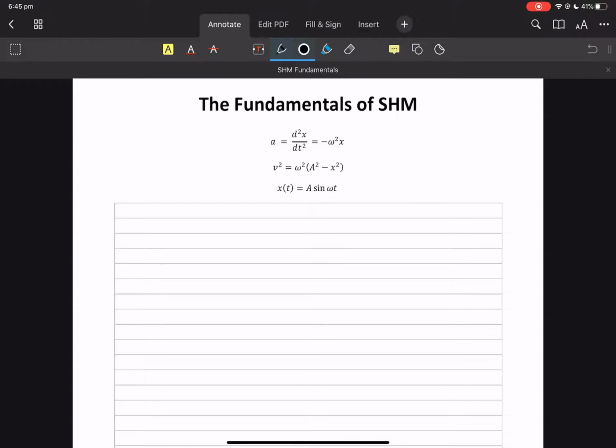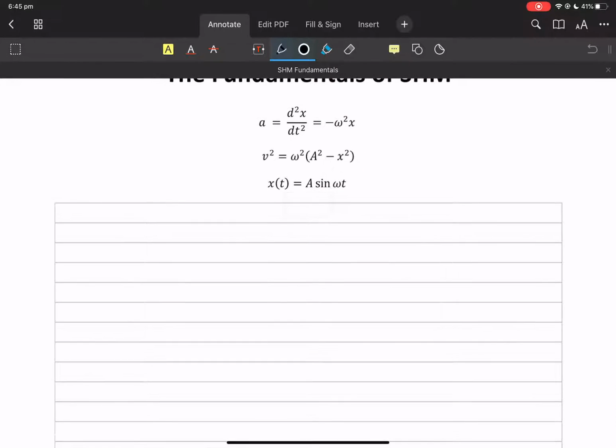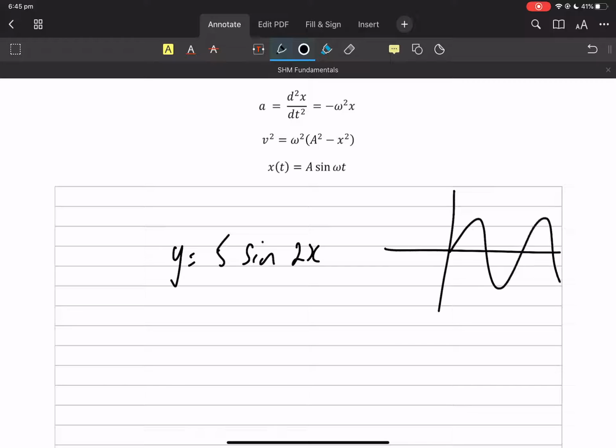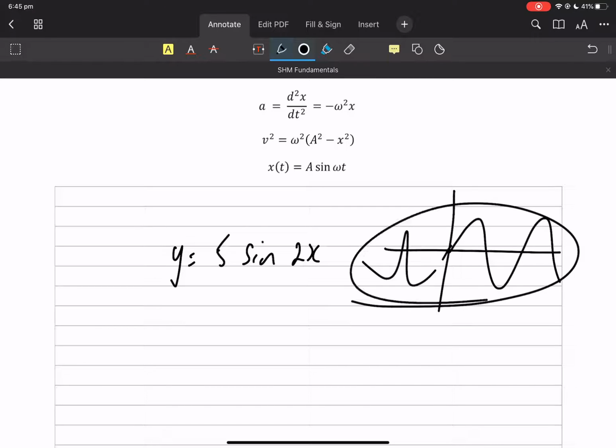Simple harmonic motion. Back in grade 10, we did something like that. We even did it in degrees. So we started our journey on trigonometry graphed there. Now we know this pattern here as simple harmonic motion.